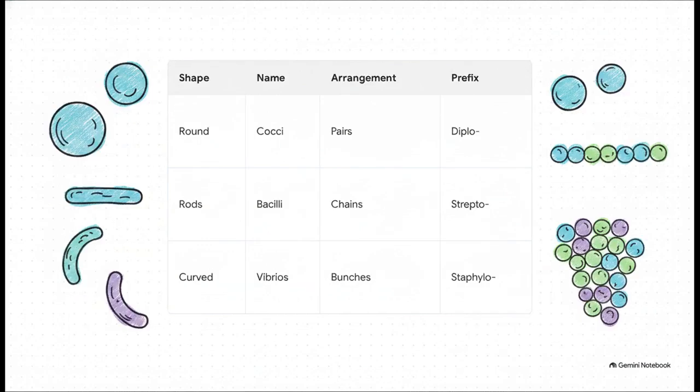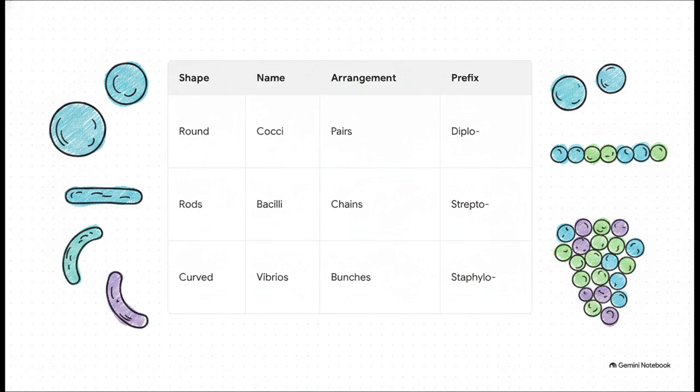And naming these eubacteria, it's honestly like a microscopic puzzle where you just combine shape and arrangement. If a bacterium is round, it's a coccus. Rod-shaped, that's a bacillus. And curved rods are vibrios. Then you just look at how they arrange themselves. If they're in pairs, you slap on the prefix diplo.